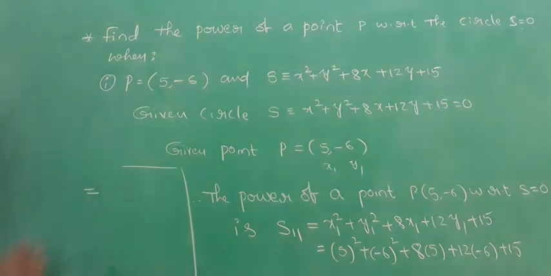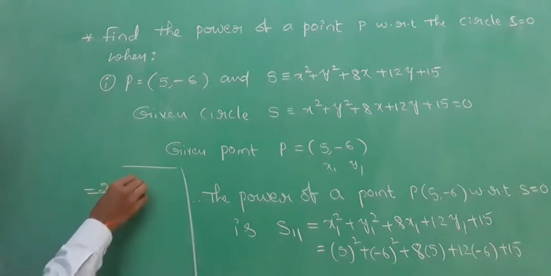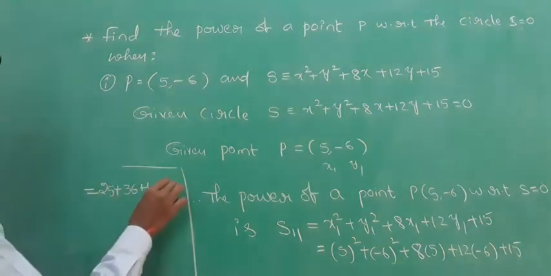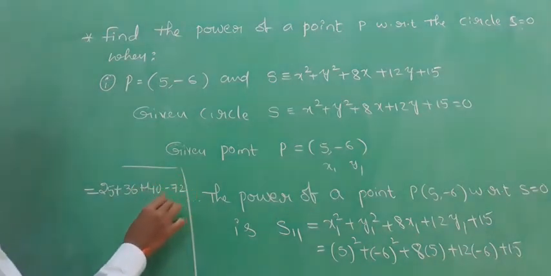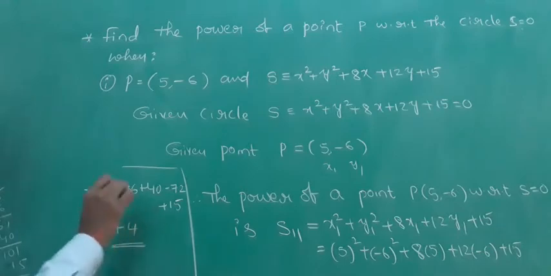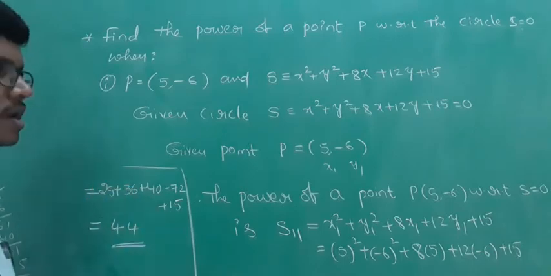That is equal to, 5 square is 25, 6 square is 36, 8 fives are 40, minus 72, plus 15. Okay, so what is the answer? It is minus 44. So this is the power of the given point.